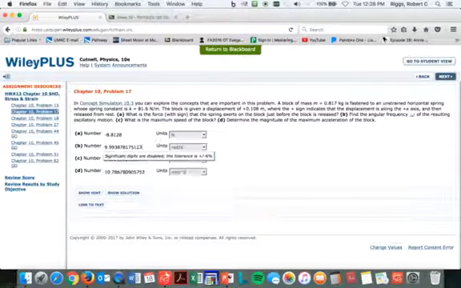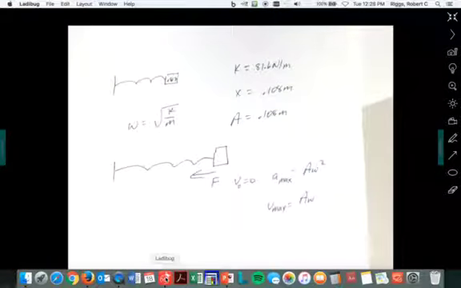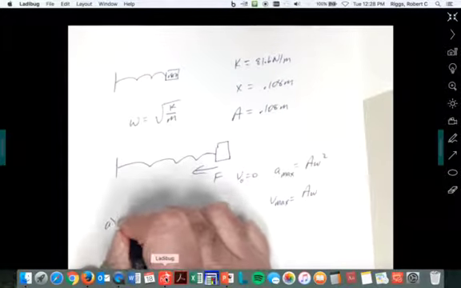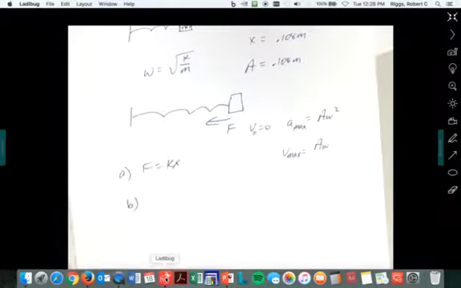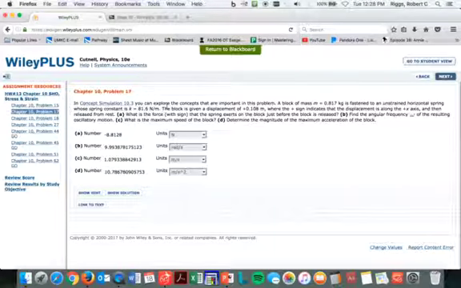Let's see what else we needed to answer. What is the force? Well, you know what F is, right? Let's write it down. F is equal to kx. That'll be the initial restoring force. What do they want in B? Find the angular frequency. Oh, omega. What is the maximum speed, and determine the maximum acceleration? We wrote all those down. Good. So let's look at problem 18 next.